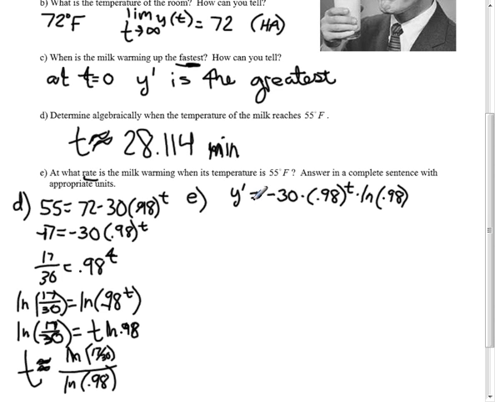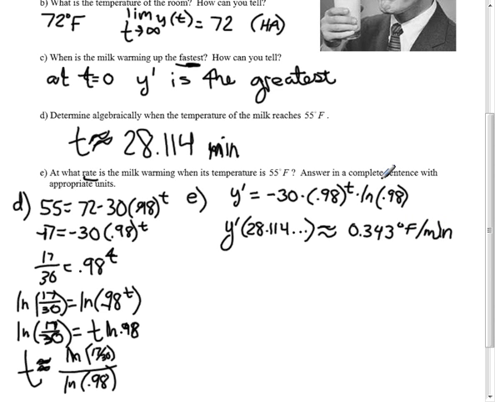So we need to find at what rate the milk is warming when the temperature is 55. Don't be tempted to type in 55 here. That's a temperature, not a time. So we have to plug in the time value that we have, and that's why you kept it in your calculator and didn't clear it out. Use the exact value in your calculator, type that in, and you will get an exact value. I'm going to just get an approximation right now so we can answer the question. So about 0.343 degrees Fahrenheit per minute, because we took the derivative.